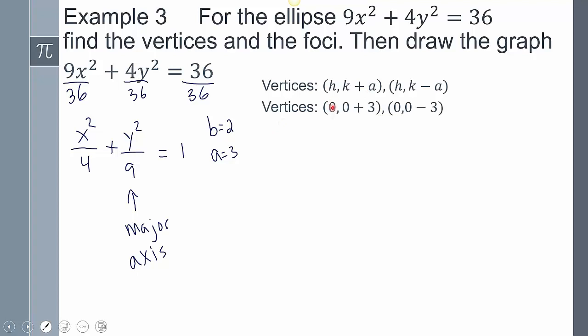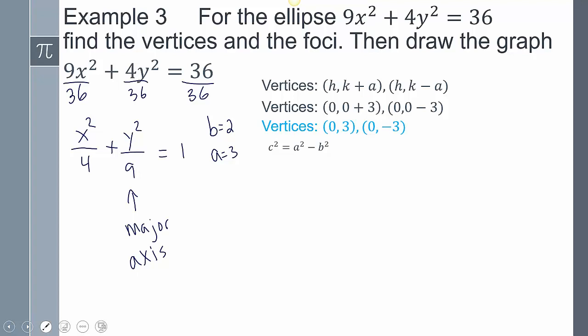My h is 0, right, because it's x minus h squared, y minus k squared, and they simplify just to x squared and y squared, so I can assume my h and k are going to be 0. But because I know my a is 3, I just plug 3 straight into those vertices equations. And I used the vertices equations that were saying that my major axis is under the y. And so my vertices are going to be 0, 3, and 0, negative 3.